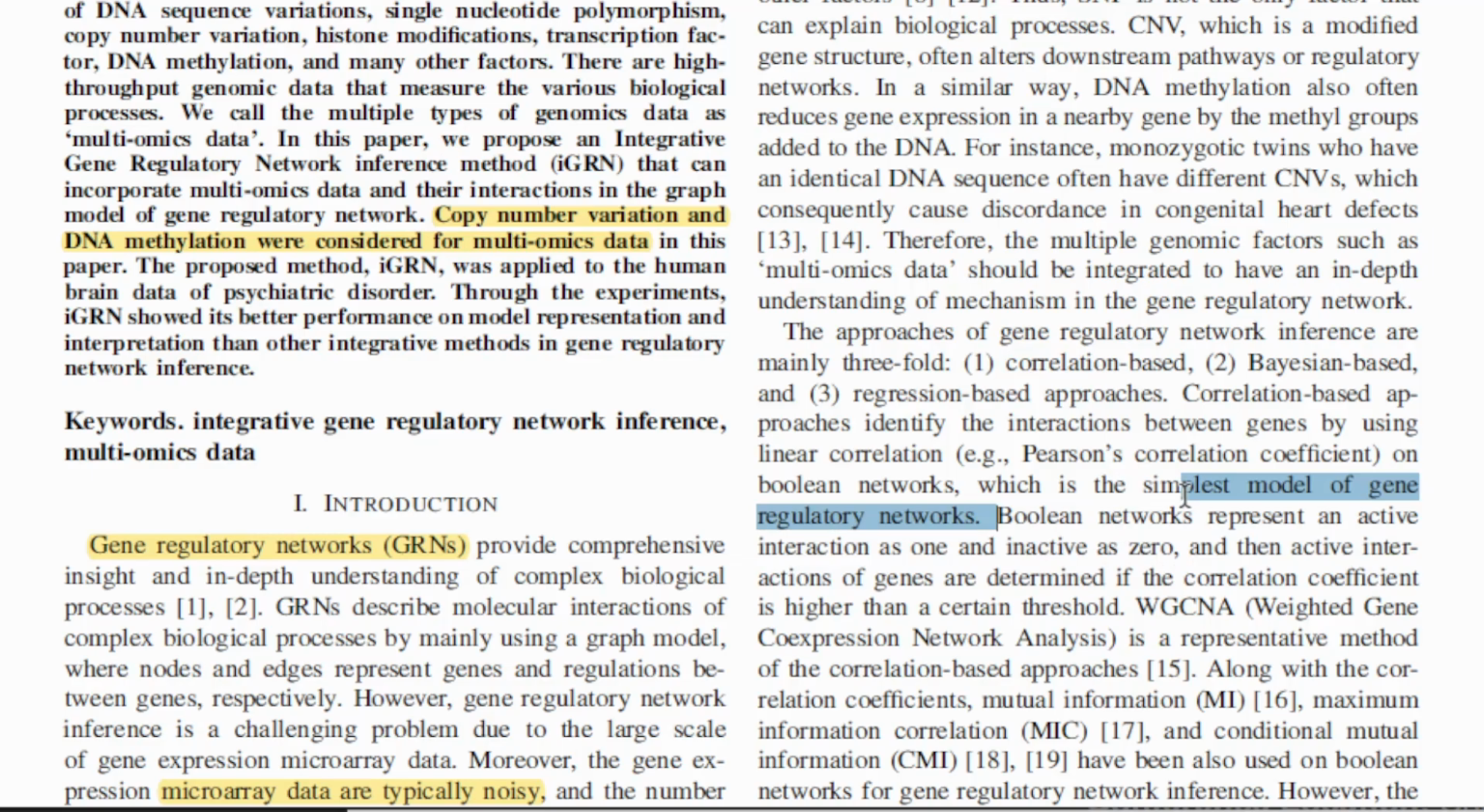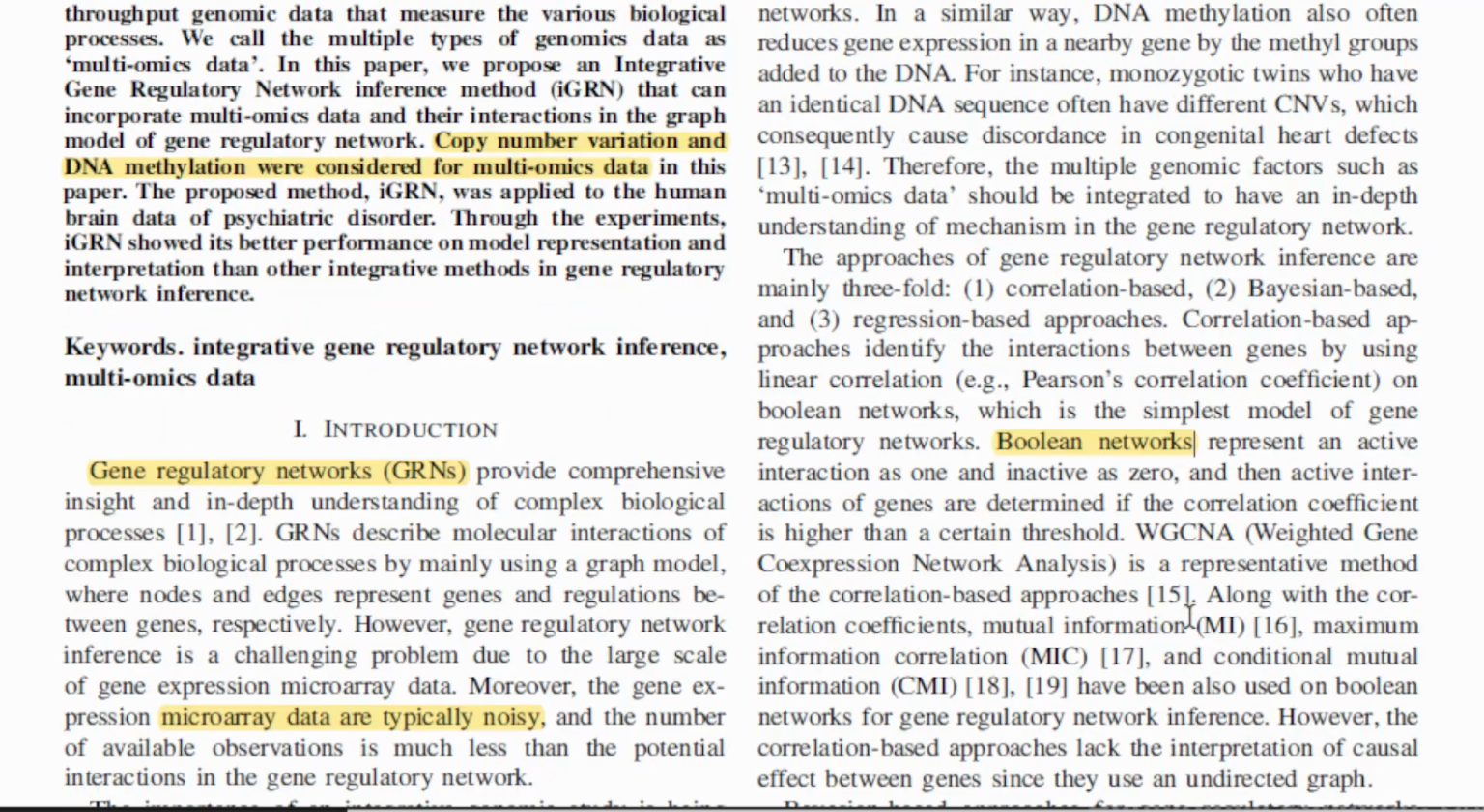WGCNA, weighted gene co-expression network analysis, is a representative method of the correlation-based approaches. Along with the correlation coefficients, mutual information, MI, maximum information coefficient, MIC, and conditional mutual information, CMI, have also been used on Boolean networks for gene regulatory network inference. However, the correlation-based approaches lack the interpretation of causal effect between genes since they use an undirected graph. Bayesian-based approaches for gene regulatory networks allow one to infer causation and causal relationship between genes based on a directed acyclic graph, DAG, in a probabilistic manner.